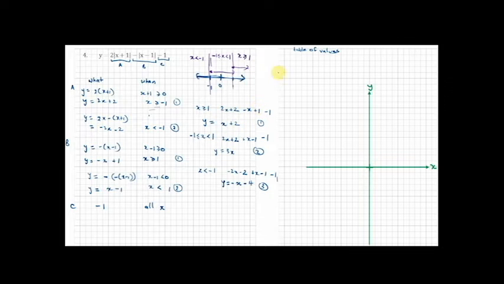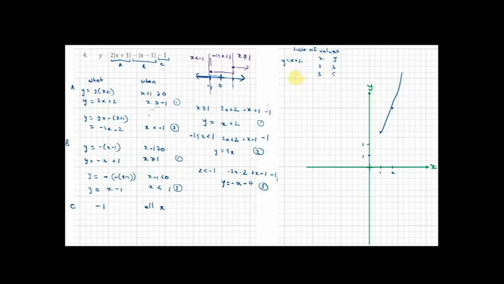So the first one, y equals x plus 2, and that applies when x is greater than or equal to 1. So we'll put in x equals 1, 1 plus 2 is 3, and we'll put in x equals 2, 2 plus 2 is 4. So we've got the point 1, 3, and we've got the point 2, 4, and there's our first line straight through those 2 points.